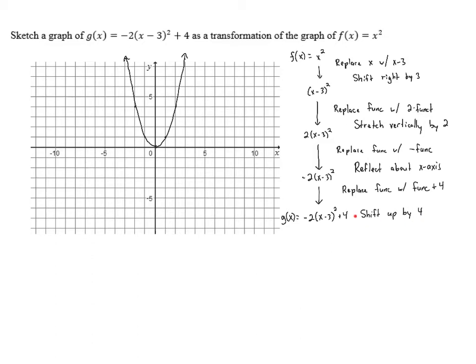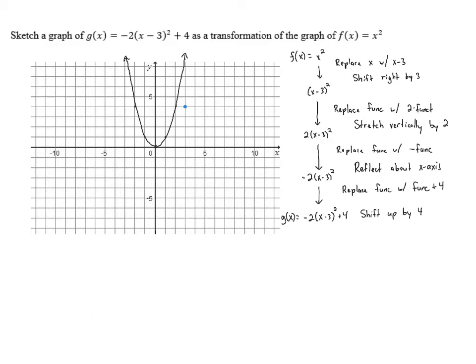And then lastly, it needs to shift up by 4 units. So when we do that, 1, 2, 3, 4, it's going to end up right there. And so we're going to have the origin being shifted to that point.